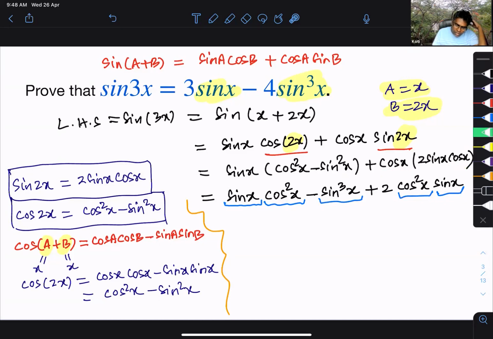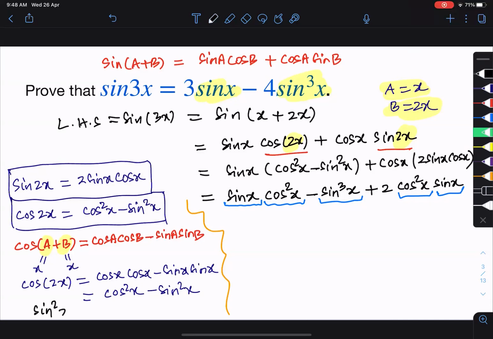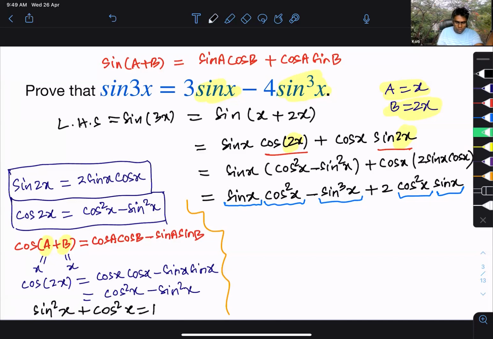Now, like I was saying, on the right hand side we have only sin x, right? So wherever you have cos square x, we want to write that in terms of sin square x. And then we have the other identity, right? sin square x plus cos square x is 1. This was the fundamental identity that we started off with. So cos square x, I can write it as 1 minus sin square x.